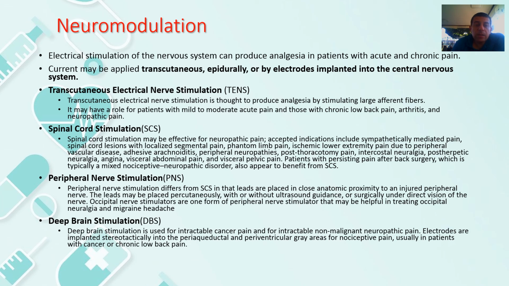Some other techniques are used like neuromodulation, which is electrical stimulation of the nervous system. This stimulation can produce analgesia for the patient, whether in acute or in chronic pain. This stimulation can be transcutaneous, which is called TENS, very common especially in obstetric and back pain, epidural, or an electrode implanted into the central nervous system.